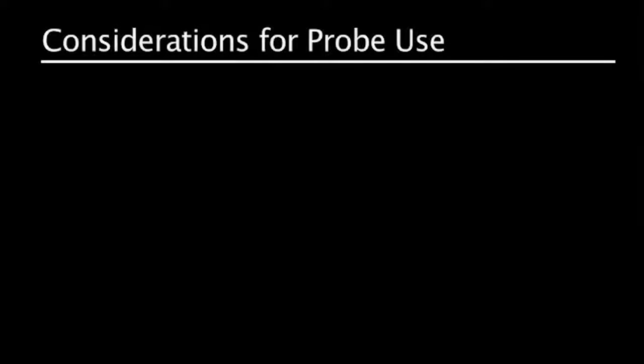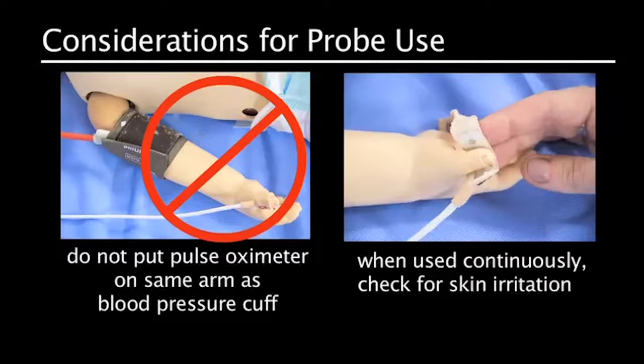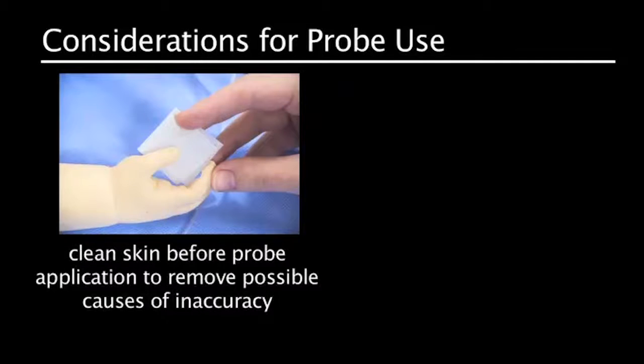Other considerations for probe use revolve around ways to ensure accurate readings. It is important not to use the probe on the same extremity as the blood pressure cuff, as the pulse oximeter depends on pulsatile flow, which can be impeded by the blood pressure cuff. Secondly, if the probe is used continuously, it should be assessed often for signs of skin irritation below the light. Skin should also be cleaned before probe application to remove any dirt, markers, or other possible causes of probe inaccuracy.